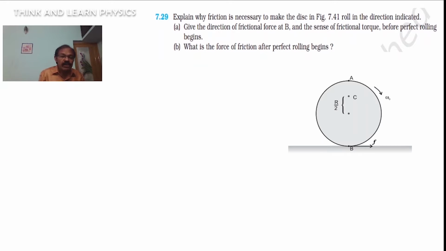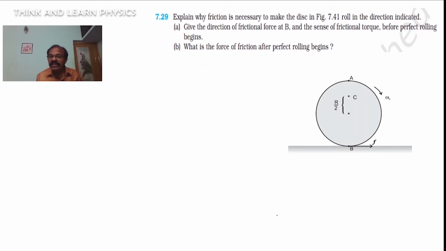Now let us try to answer this question. Why is friction necessary to make the disk roll in the direction indicated? If the disk is given an initial speed omega naught and is placed on the frictionless surface of the table, then the disk spins at the point where it is placed without any translatory motion.